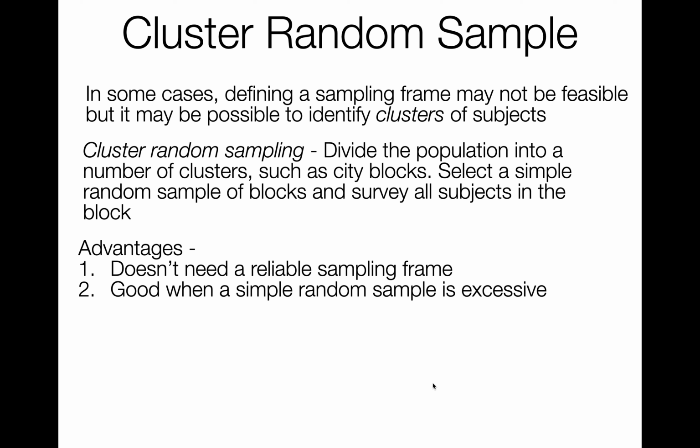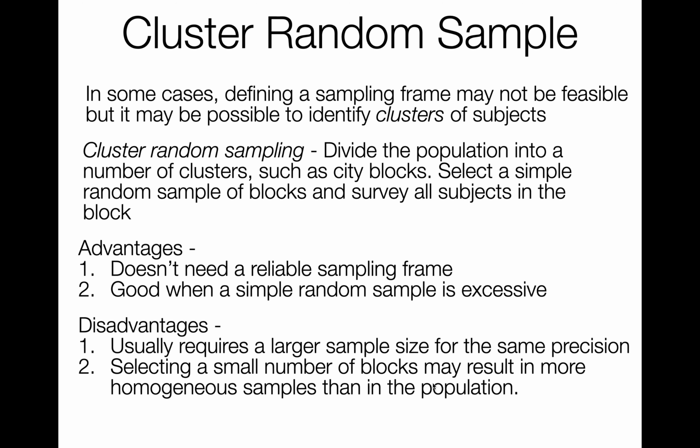So what are the advantages of cluster random sampling? Well, the advantage is you don't need a reliable sampling frame. You don't need all people in the city. You don't need to know who they are. You just need to know the blocks. And it's a good alternative when simple random sampling is excessive. And what I mean by that is I'm not going to look in a phone book and try to pick out all possible people. That would be excessive. I can do something like cluster random sampling, which still is random of sorts and gets the job done.